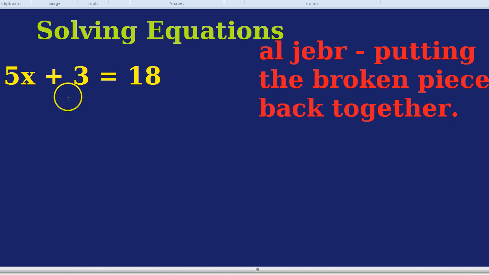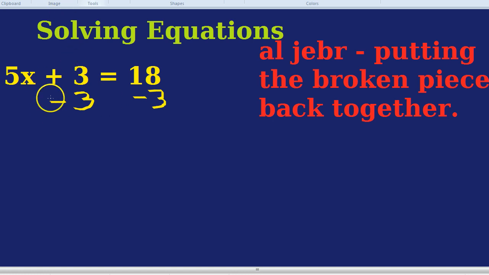To get rid of my plus 3, we'd have to do minus 3, and we'd have to do it to both sides. An equation just means both sides equal each other. So if you do something to one side, you have to do it to both sides, otherwise they would no longer equal each other.